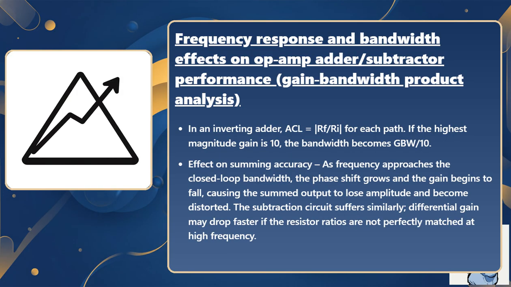Effect on summing accuracy: as frequency approaches the closed-loop bandwidth, the phase shift increases and the gain begins to fall, causing the summed output to lose amplitude and become distorted. The subtraction circuit suffers similarly. Differential gain may drop faster if the resistor ratios are not perfectly matched at high frequency.